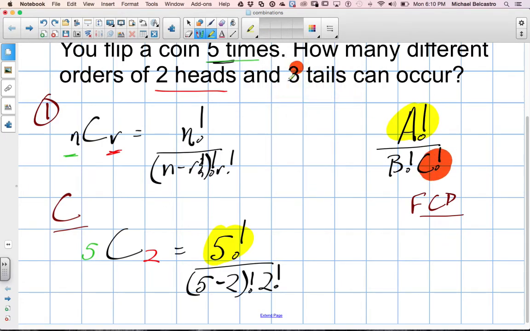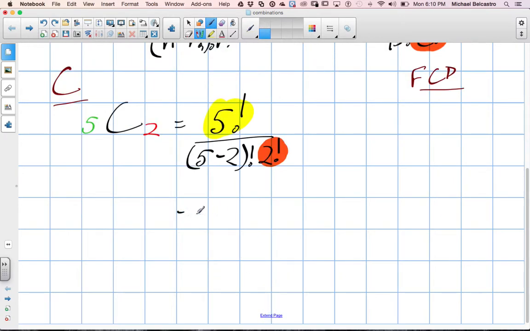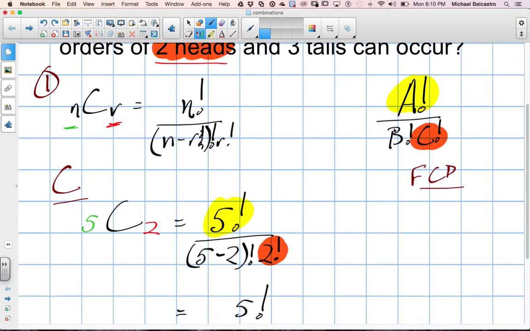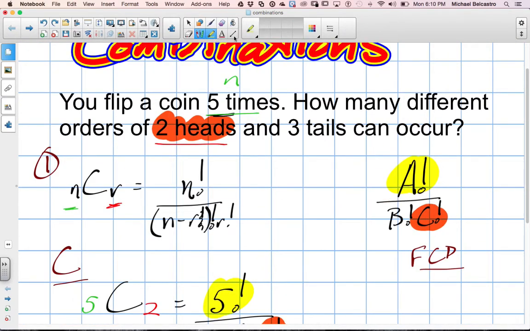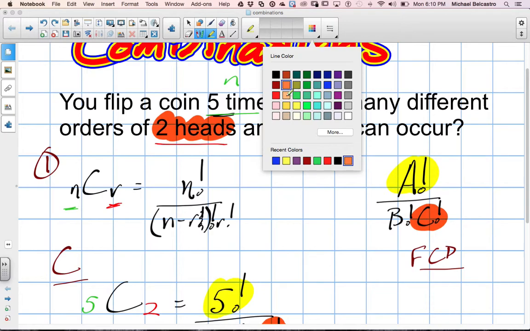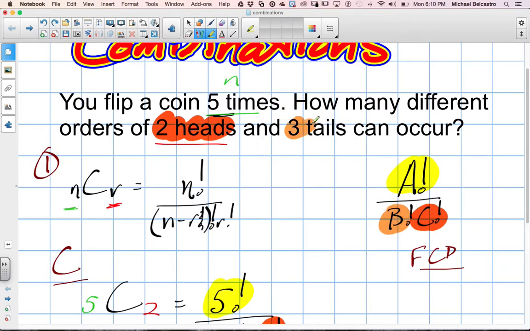Our C value is going to be the number of heads. So there are 2 heads. Okay. And then 5 subtract 2, well, that ends up being 3. So we still have 5 factorial over 3 factorial times 2 factorial, which is essentially what our tails were. So they just kind of wrote the formula differently, but there is no real difference here.